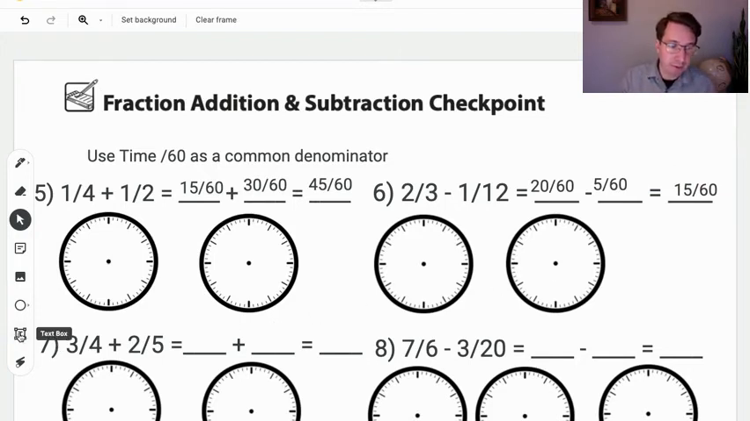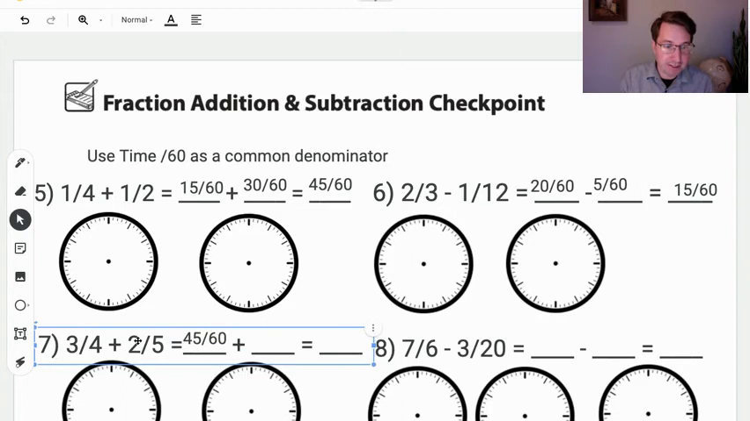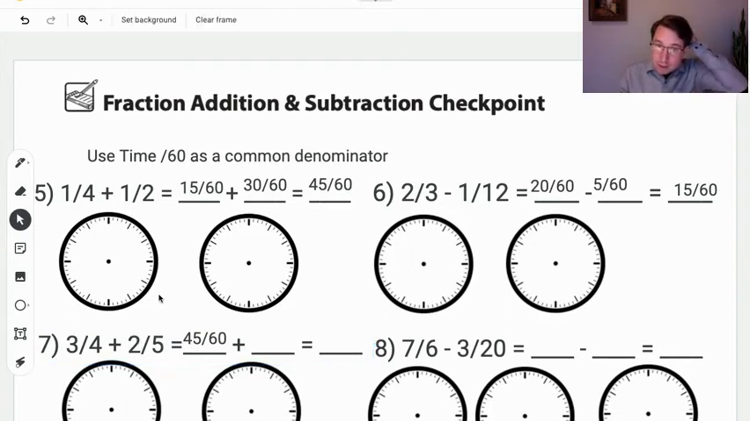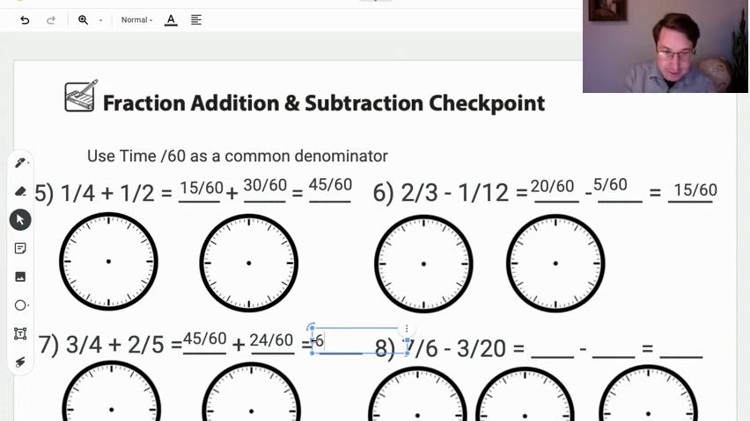Number 7, 3/4. Well, I know that 1/4 of an hour is 15 minutes, so 3/4 of an hour has to be 45 minutes. 45 60ths. 2/5. Well, if a 12th of an hour is 5 minutes, then a 1/5 of an hour has to be 12 minutes. But it's 2/5, so that's going to be 24, right? 2 sets of 12, so 24 60ths. 45 plus 24, that's 69 60ths, right? If we're adding 24 to 45, we add the 15 to make it 60, we add the 9 to make it 69. 69 60ths.